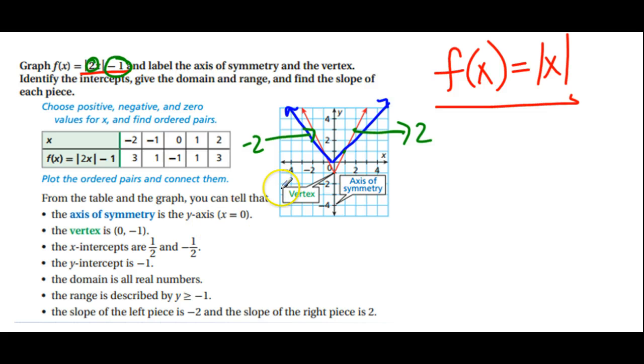My axis of symmetry is still right down the middle. It's still x equals 0. Again, my vertex is at (0, -1) because it shifted down 1. My intercepts here are now at +1/2 and -1/2 for my x-intercepts. My y-intercept is right here at -1. My domain continues to be all real numbers. My range is now from -1 and above, and then the slopes are different.